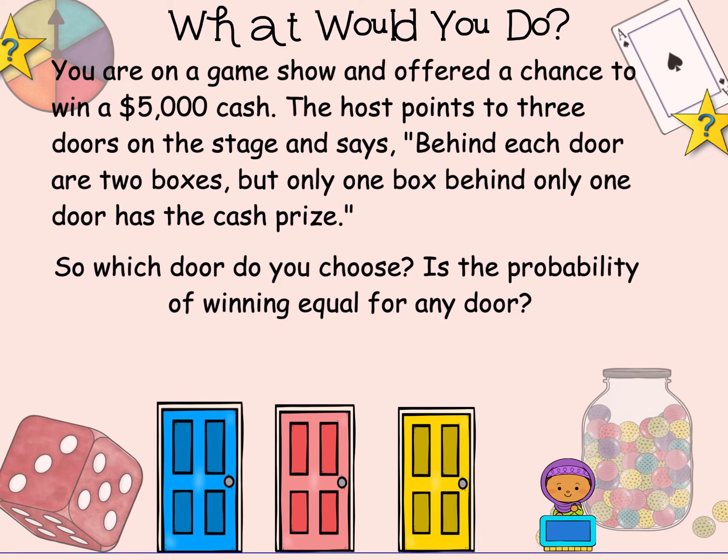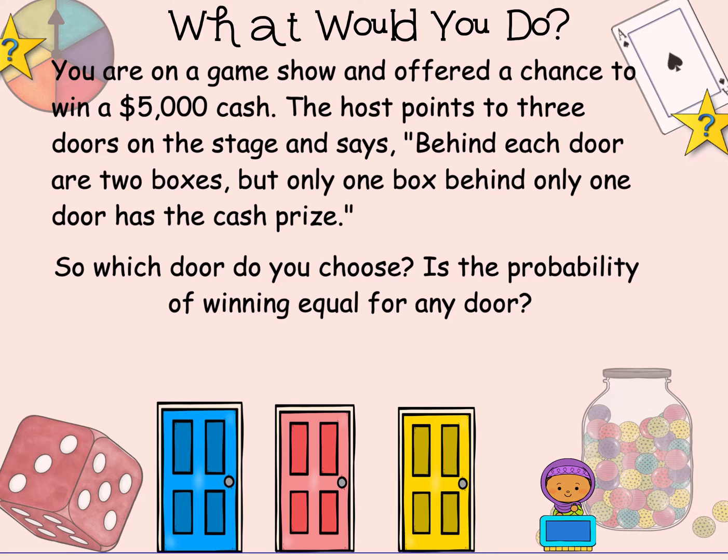You're offered the chance to win $5,000 cash, and the host points to 3 doors on the stage and says, behind each door are 2 boxes, but only one box behind only one door has the cash prize. So which door do you choose? The blue, the red, or the yellow? And is the probability of winning equal for any door? Which one would you pick?